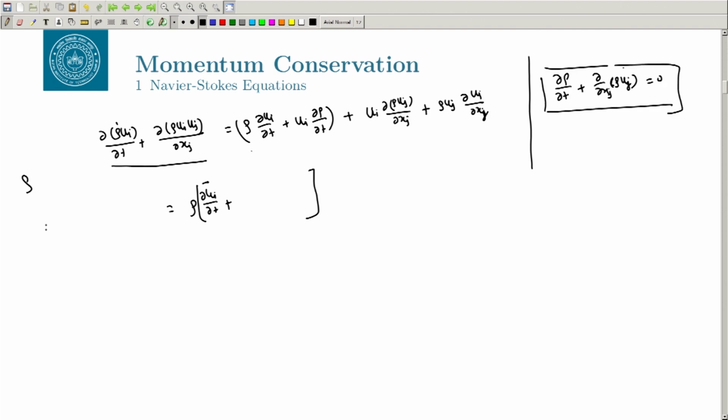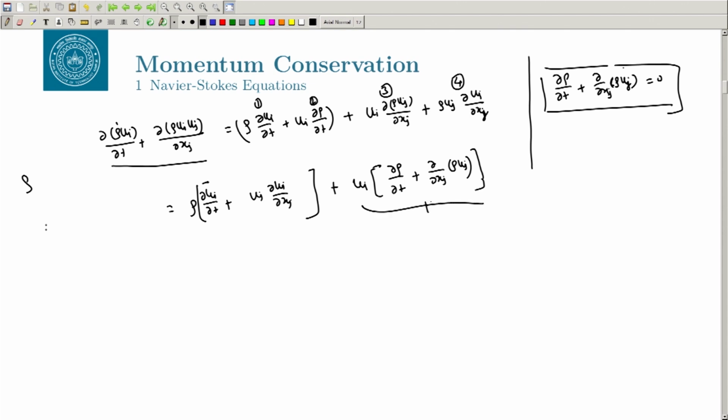So, if you collect the terms, rho u_j del u_i by del x_j, that is the first term, this is the fourth term, and plus u_i del rho by del t and plus del by del x_j of rho u_j. This is the second and third. Now, this term identically goes to 0 because of the mass conservation. So, then this will give you rho del u_i by del t plus u_j del u_i by del x_j.